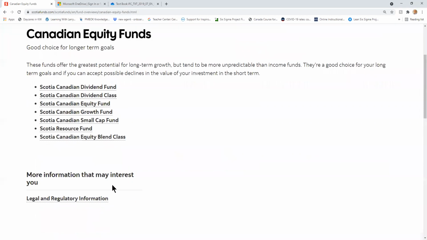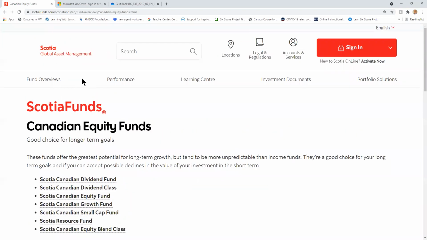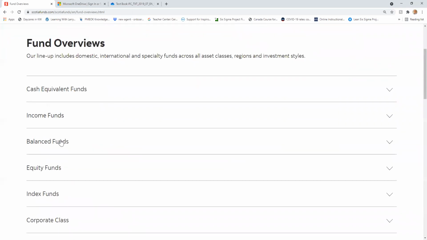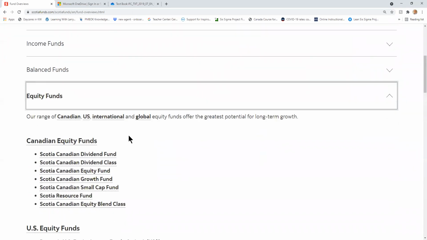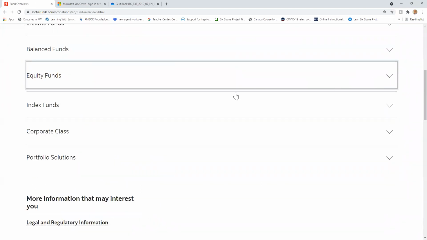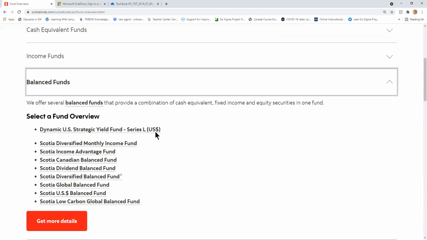So next, let's talk about the balanced fund. Under the equity funds, we have all these. Now, equity funds are only invested in stocks. What if somebody says, I want a fund which has bonds in it and I want equities in it also? Then we have these called balanced funds.